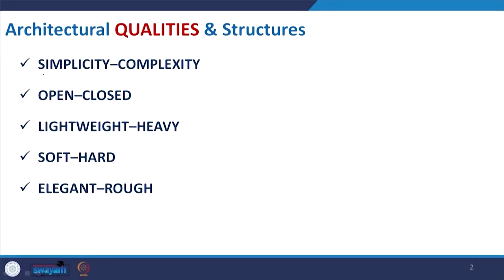Now, in this again we have some 5 pairs of architectural qualities, where we will talk about simplicity and complexity, open and closed, lightweight and heavy, soft versus hard, elegant versus rough. These terminologies sometimes create confusion. What about lightweight and heavy?